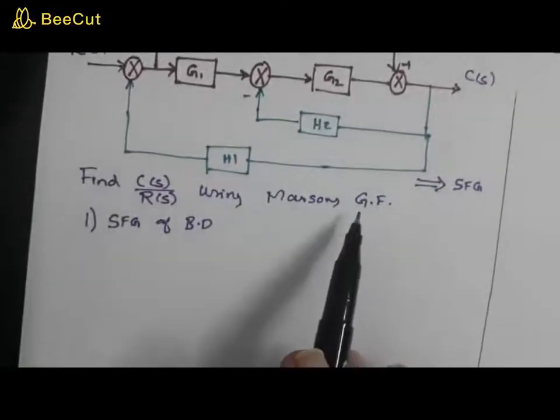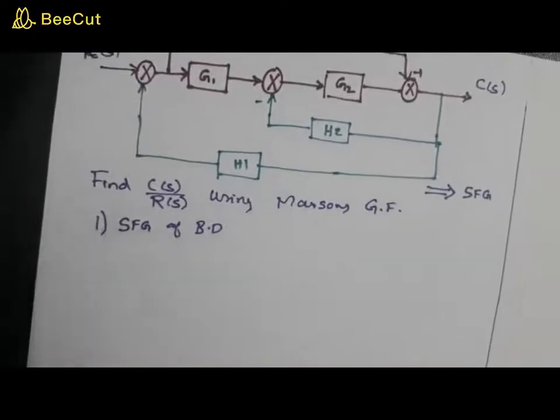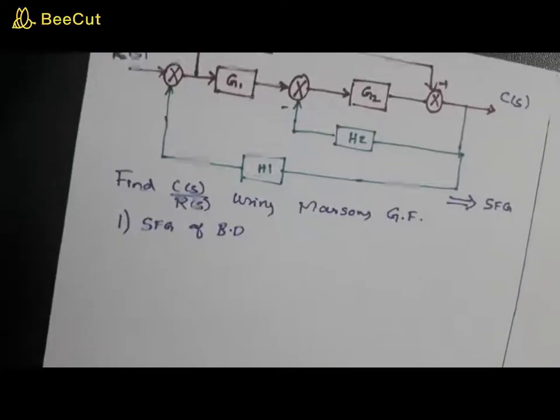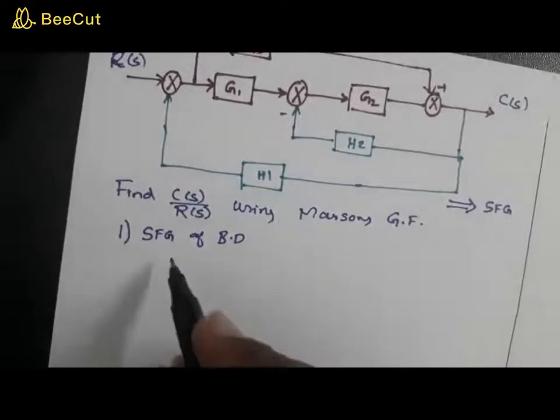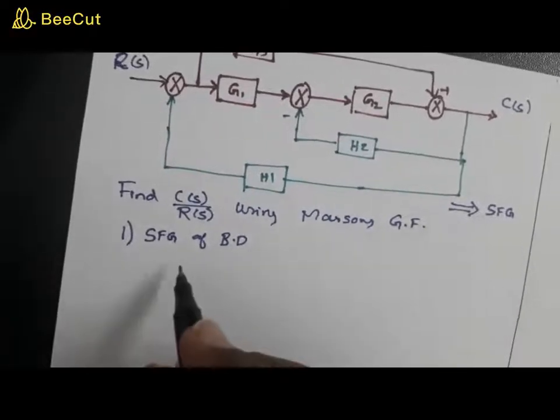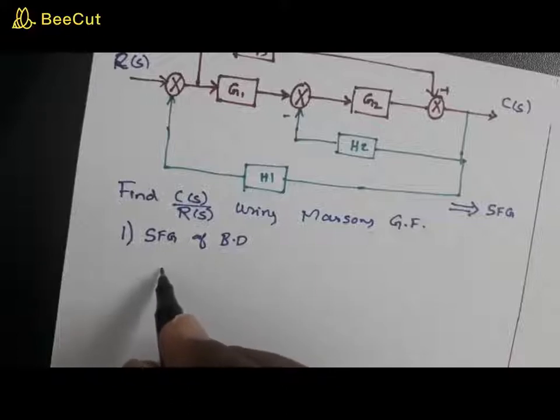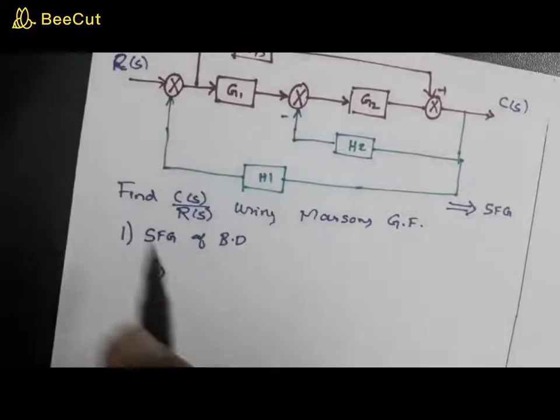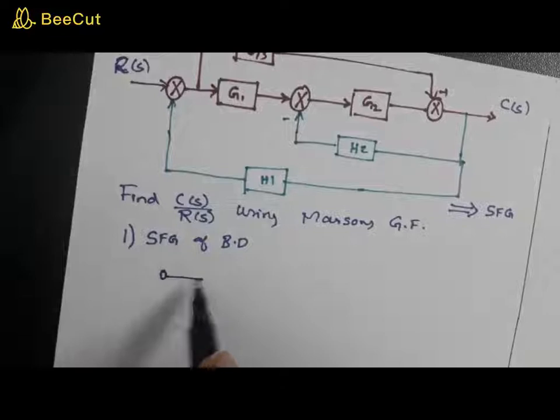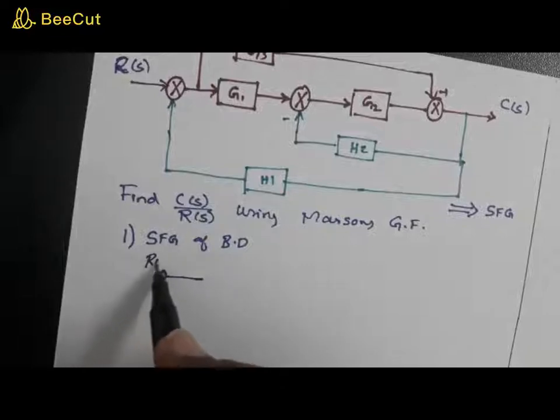Now what we are going to do is apply Mason's gain formula, and we need to get exactly the same transfer function which we have already derived. For applying Mason's, we need the SFG. The SFG starts with the input, so the input signal can be denoted as a node. So this is your R(s).